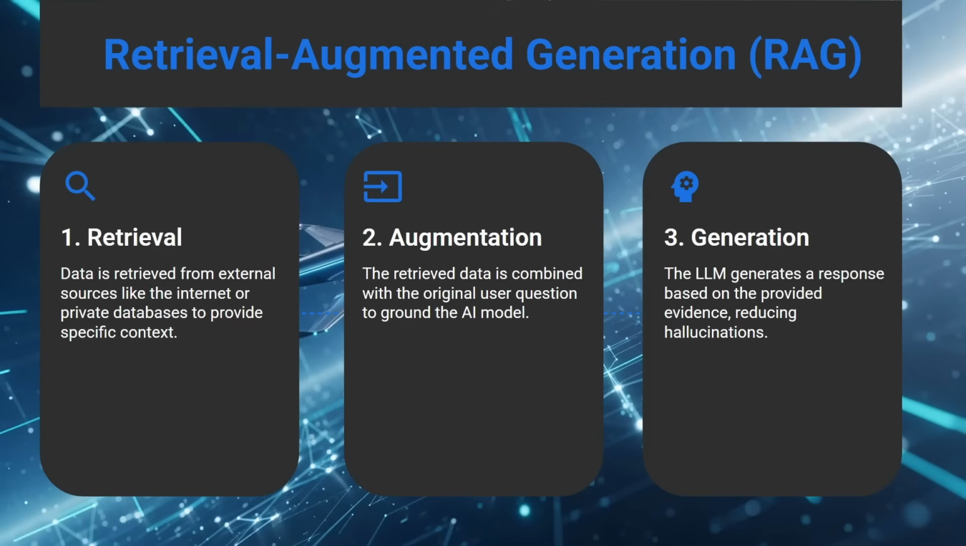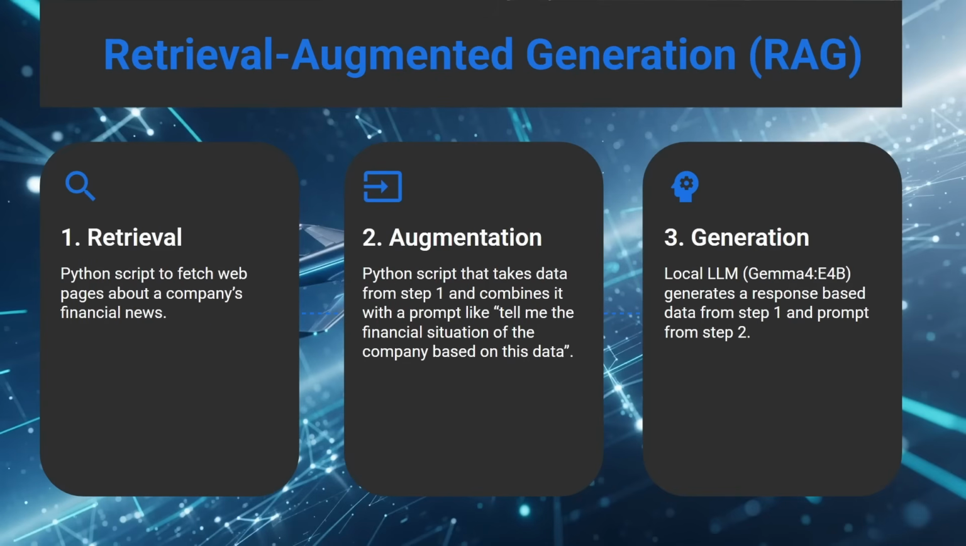And then the generation part from RAG means you then send that over to the model and it generates a response. So what I'm going to do today is we're going to use Python to fetch web pages about a particular company. You pick the company, its financial news. Then the augmentation part is you take all that data and you say, tell me about the financial situation of this company based on this data. Or you could do other things. You could even say, should I buy or sell? Of course, it could be risky, and I'm not suggesting you take that as financial advice, but you can ask it, what's going on with the financials of this company. And then the model takes the data you've given it plus the question you've given it and then generates a response for you.